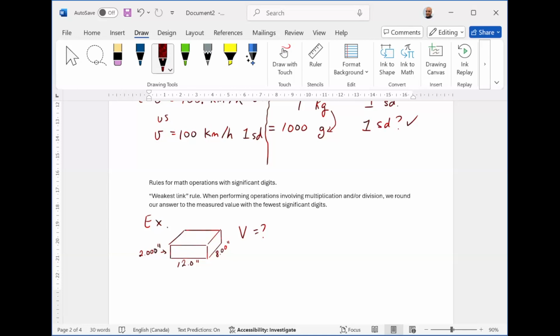Yeah, so I'd like you to do a quick calculation and give me your final answer for what is the volume of this block? 192 inches. 2 cubed. 192 cubic inches. Yeah. You guys agree?